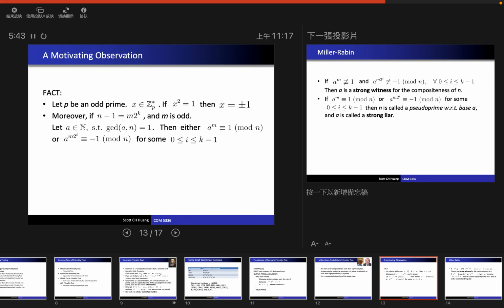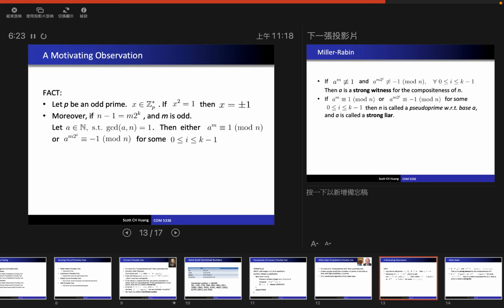We compare these numbers. This is equal to n. These numbers give us a lot of information about the primality or the compositeness of n. The first thing is we look at this number. If this number is 1, this number must be 1. Otherwise, it violates Fermat's little theorem. So if this number is not 1, then we simply stop and return composite.